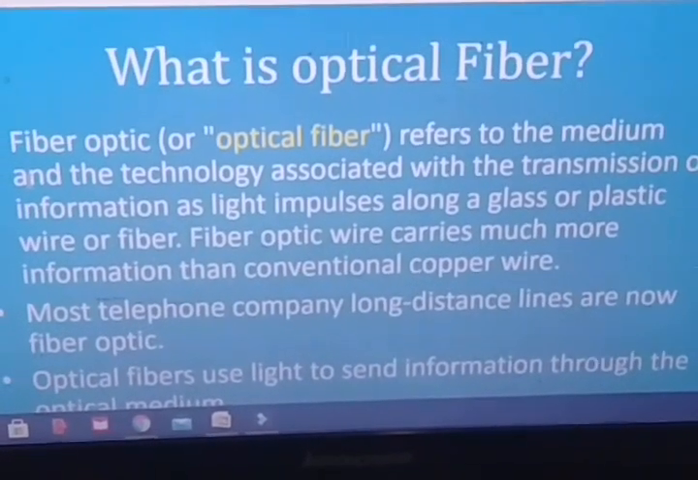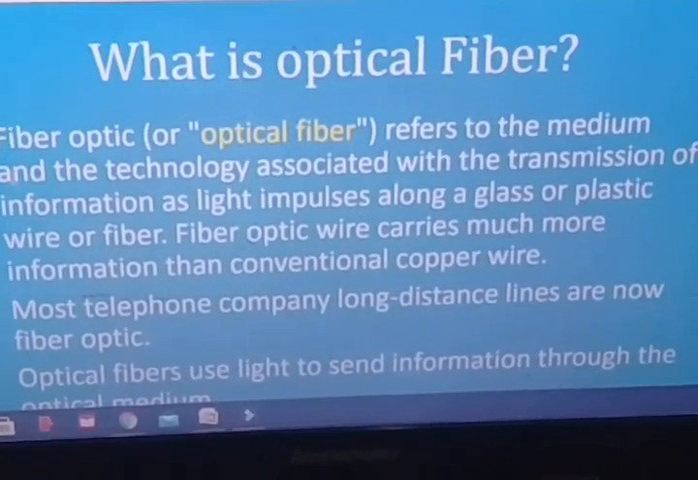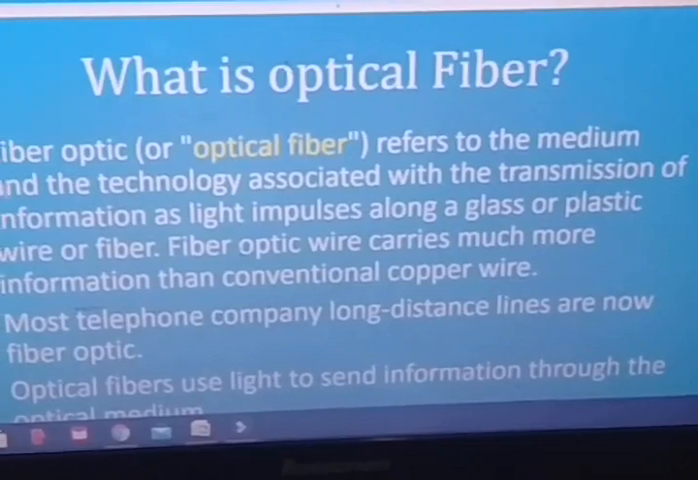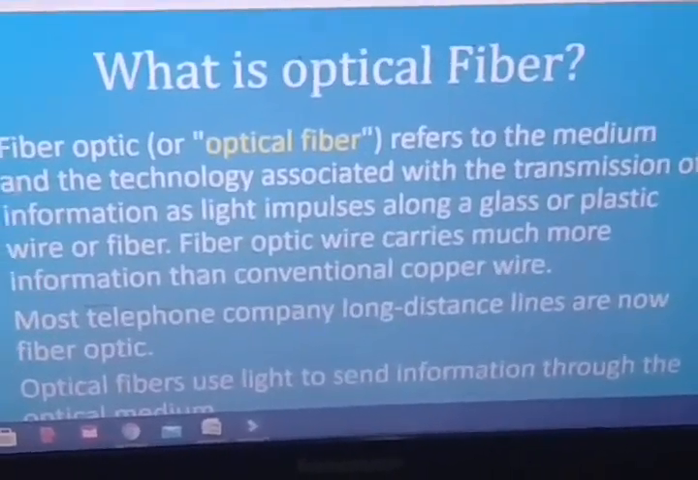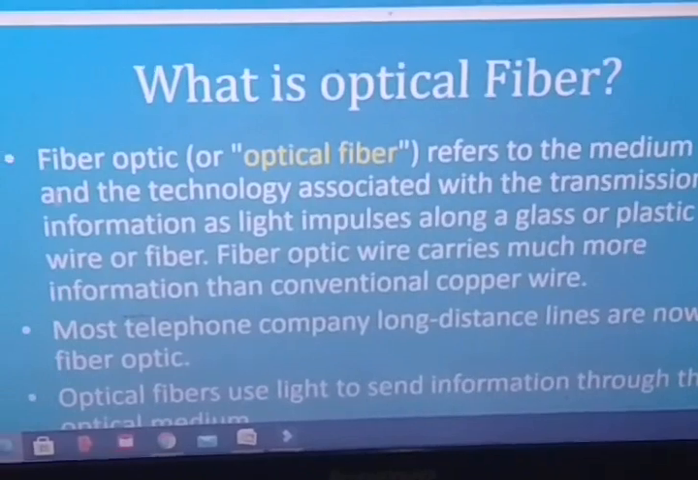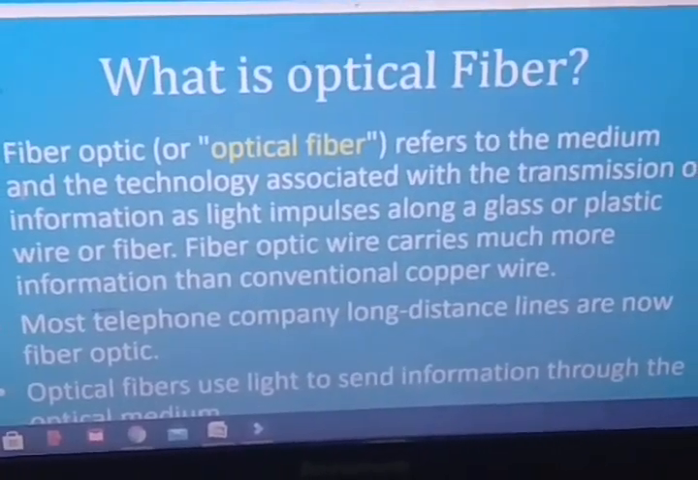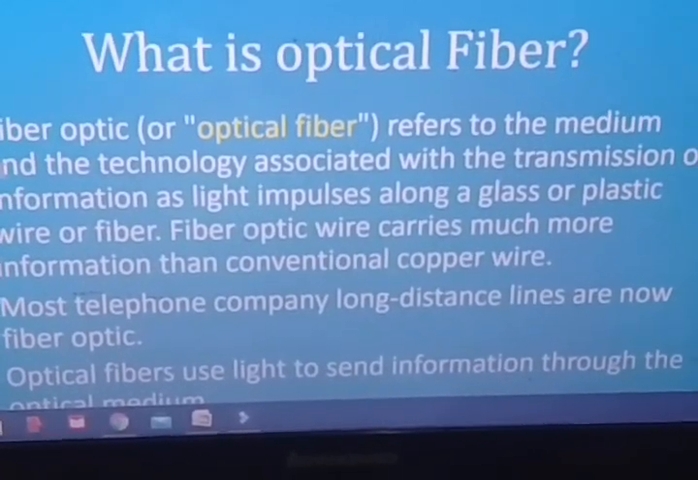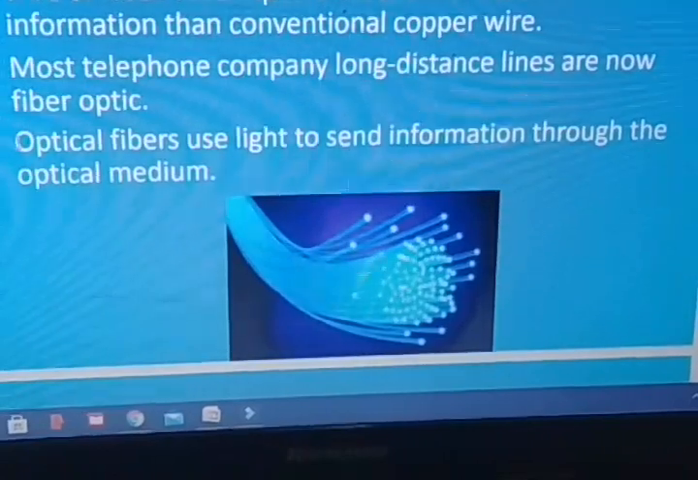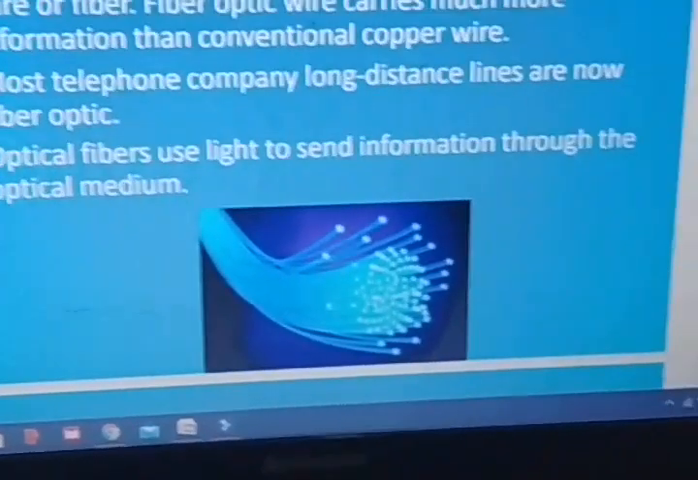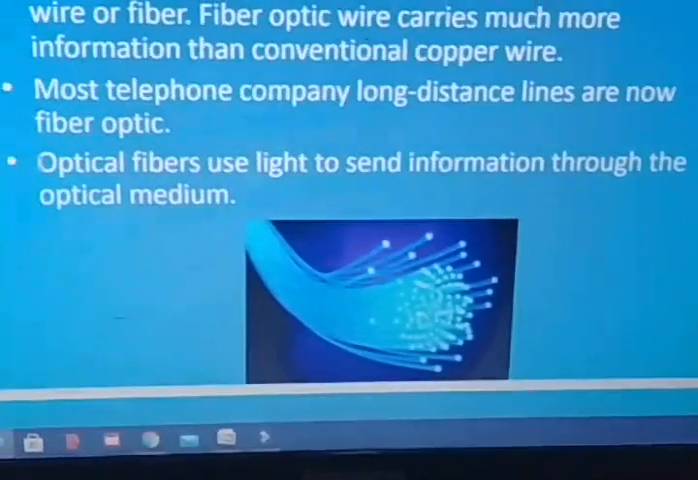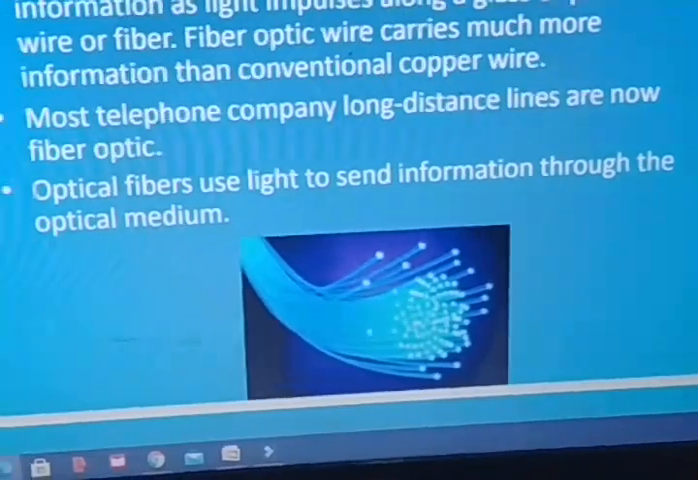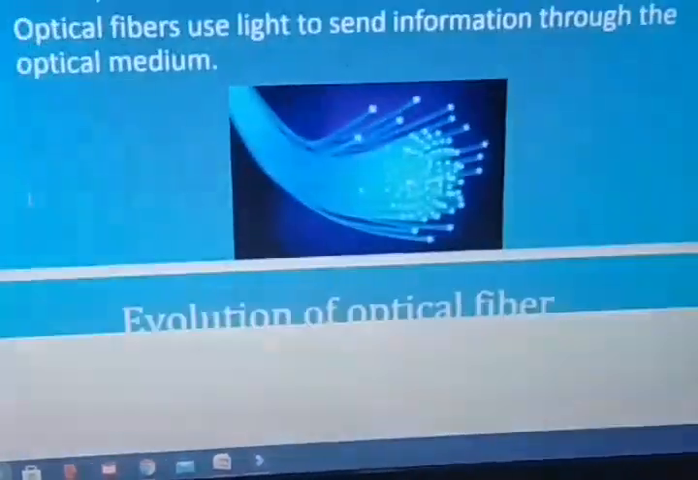So basically students, what is the optical fiber? Fiber optic or optical fiber is referred to as a medium. Medium means where we use different kinds of phenomena. It is used to pass a number of signals, right? And the technology is associated with the transmission of information as light impulses along a glass or plastic wire or fiber. Fiber optics carry much more information than conventional copper wire. So most telephone companies' long-distance lines are now using optical fiber. Optical fiber is used everywhere, I can say, to send information through the optical medium. Okay, that is the definition of it.